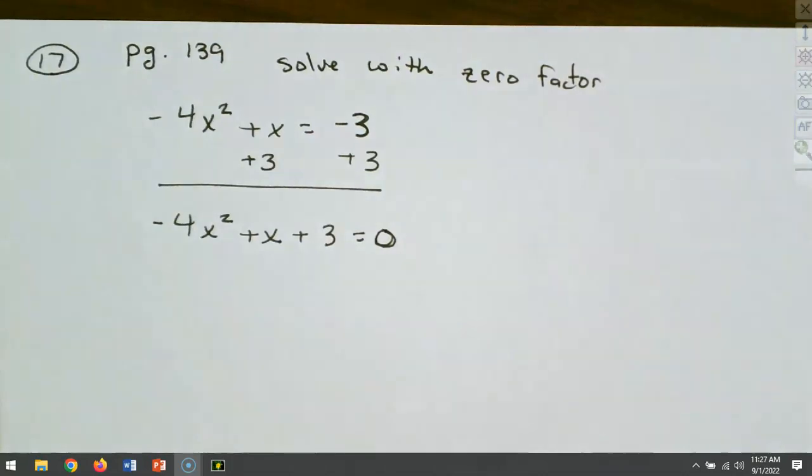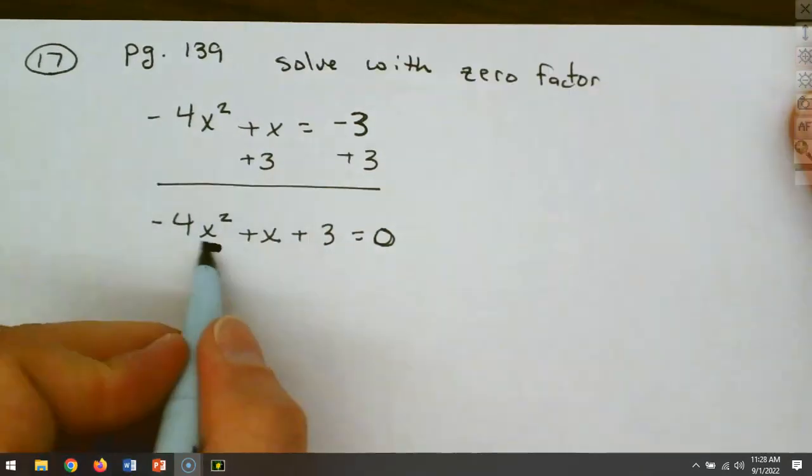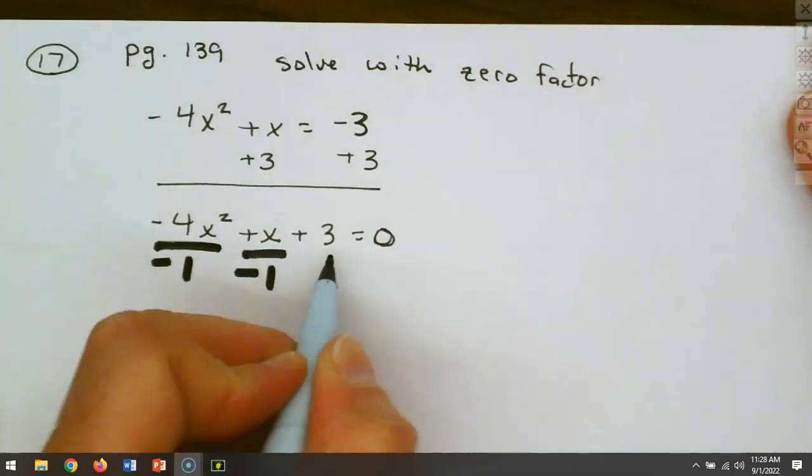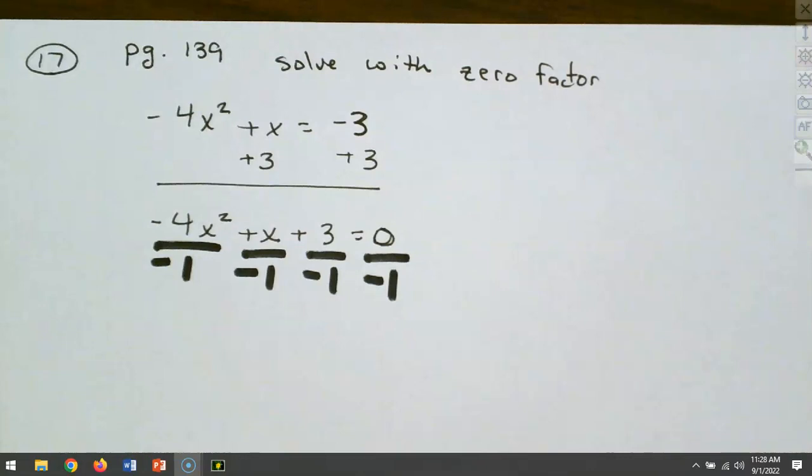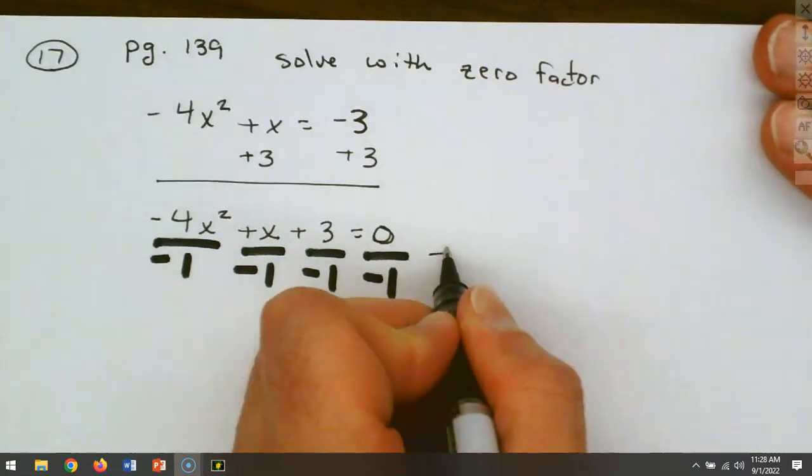One habit you want to get into is never work with the x squared when it's negative. You're really going to make sure it needs to be positive when you use the quadratic formula. So we're going to make sure it's positive also for the zero factor. If it begins with a negative, we need to get rid of that. And how we do that is we divide everything by -1. So everything is going to get divided by -1. That way your x squared stays positive, or starts off positive.